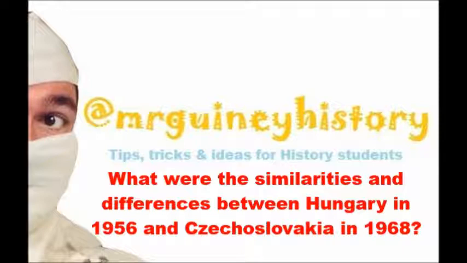Moreover, Dubček was removed from power, but he wasn't executed like Nagy had been in Hungary. Instead, he was sent to work in Turkey as an ambassador. So again, in explaining this point, you may wish to outline that there were some differences in events that took place, notably in the leaders and also in what happened to the leaders of both countries.